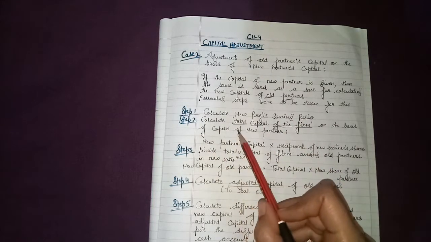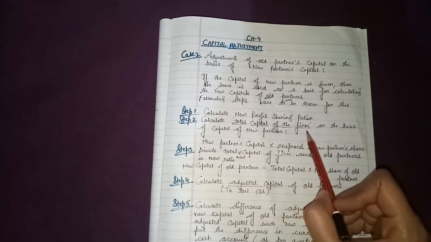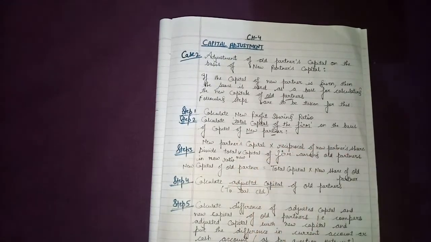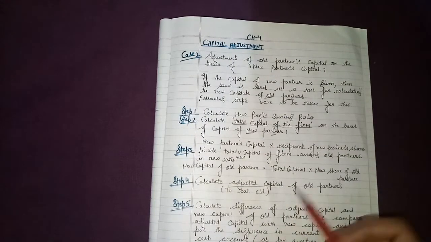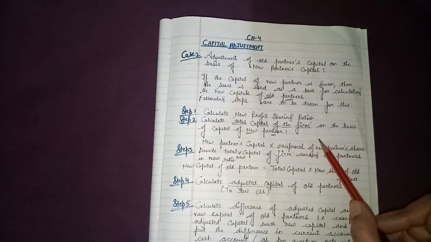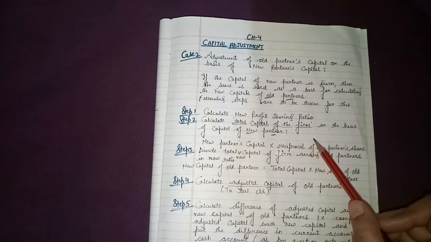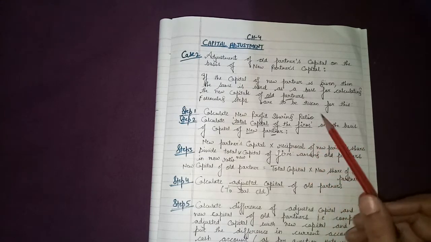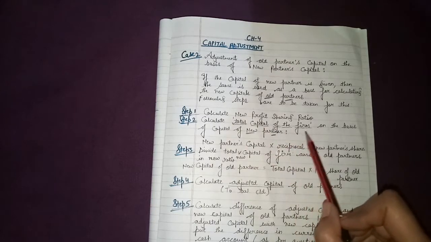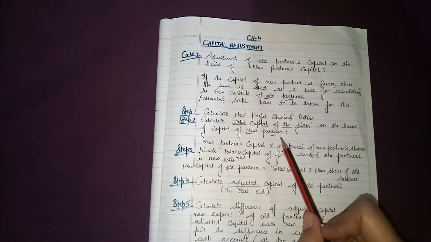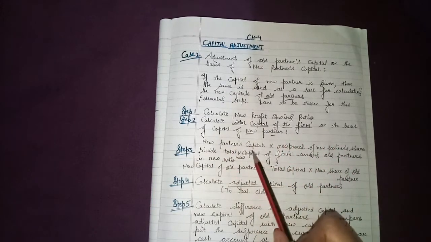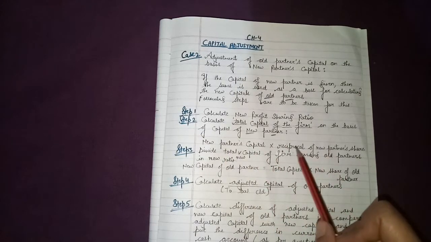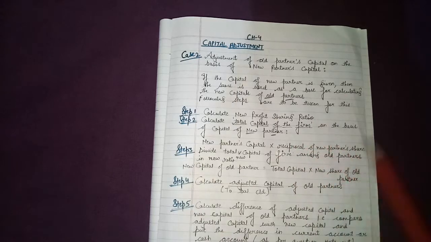Then step 2, calculate the total capital of the firm on the basis of the capital of the new partner. In the previous case, we calculated the total capital of the firm on the basis of the combined share of old partners. In this case, the new partner's capital is given, so we have to calculate the total capital of the firm by using the new partner's capital. How? New partner's capital multiplied by the reciprocal of his share. Then we will get the total capital of the firm.